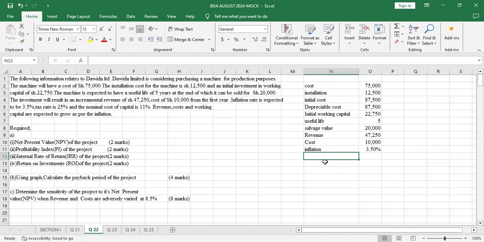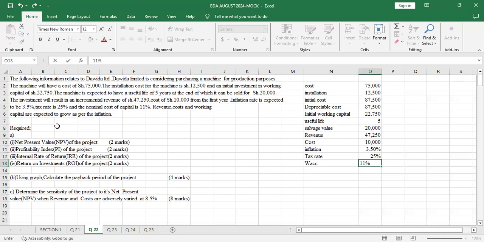Then the tax rate will be 25%. And the nominal cost of capital, that's the WACC, will be 11%. And they're saying revenue, cost, and working capital are expected to grow as per the inflation. Yeah, so that's okay. So we have done the analysis.